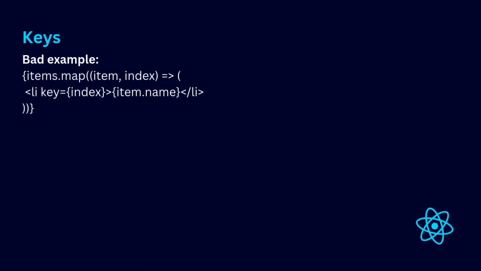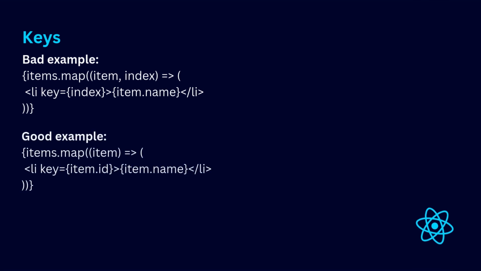Here the key is just an array index. That's okay for static lists that never change order. But for dynamic lists where items can be inserted or removed, it can cause problems. React may think the wrong item is the same one just because the index matches, leading to incorrect updates. Here is a good example. Here each item has its own unique and stable ID. This means that even if the list order changes, React knows exactly which item is which.